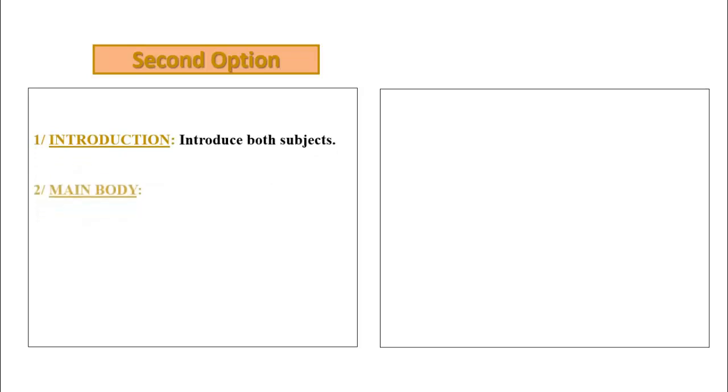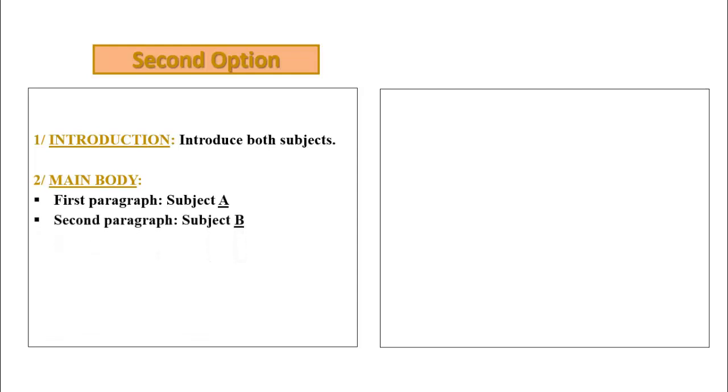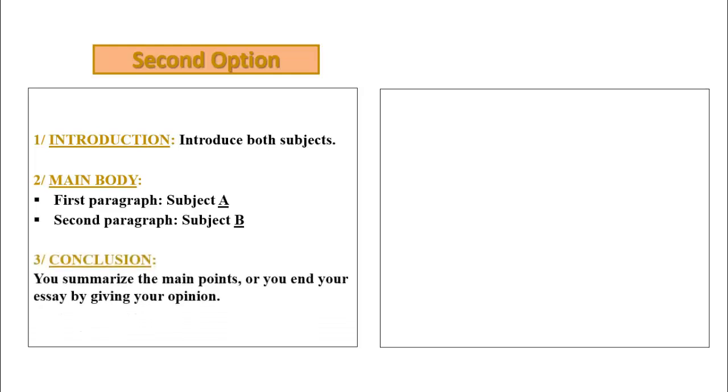Let's move to the main body. We have two paragraphs. In the first paragraph, you mention everything about the first subject. Then in the second paragraph, you do the same, but this time you mention everything about the second subject. And the last thing you do, you finish your essay with the conclusion. Here you summarize the main points or you end your essay by giving your opinion.